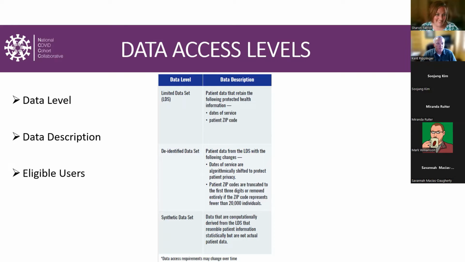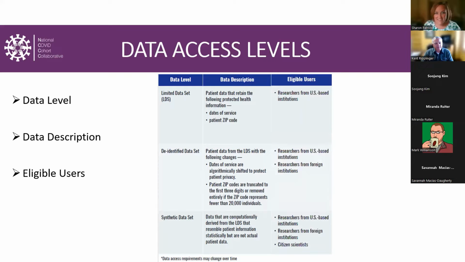And then the eligible users we can look at. Level 3 data, any researcher from a US-based institution is allowed to request access to that level. Level 2, the de-identified data set, includes not only US-based institutions, but foreign institutions. And then level 1, citizen scientists, along with the other 2 groups, could request access to the data.